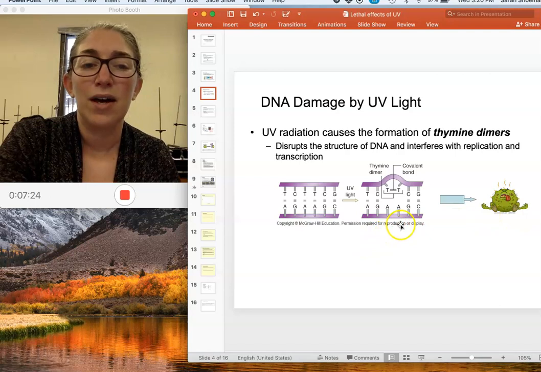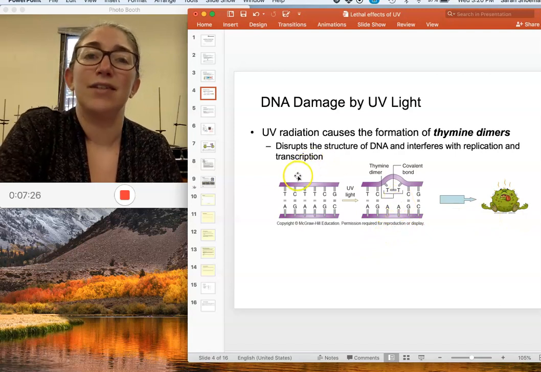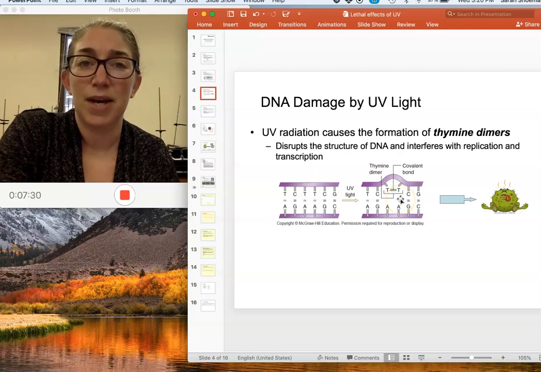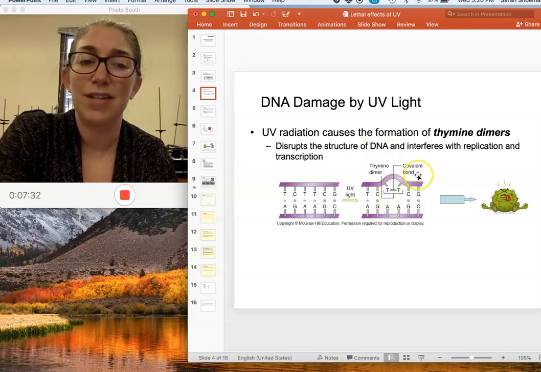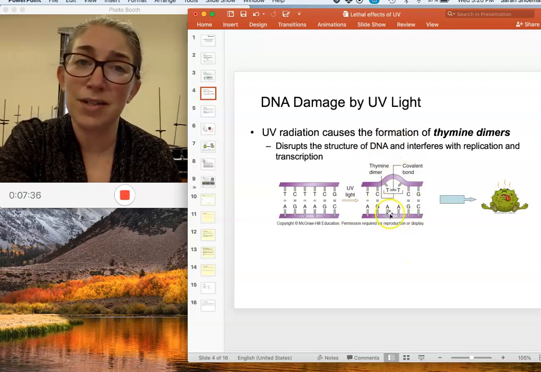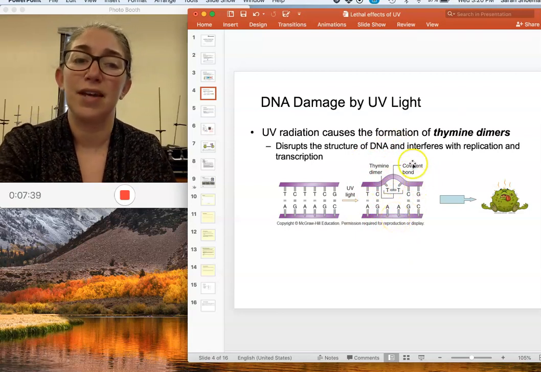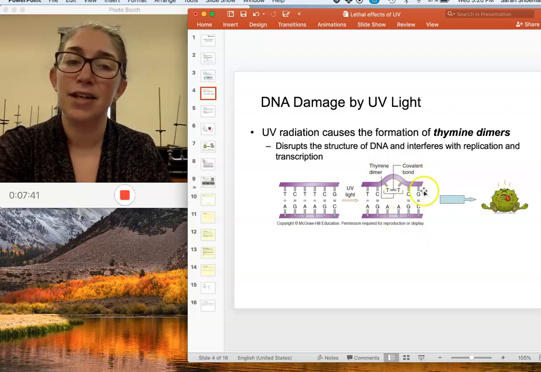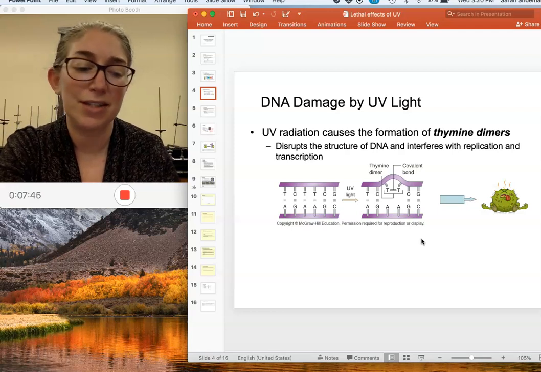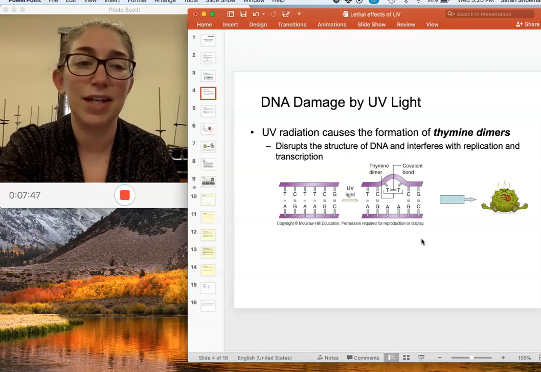That's how UV sterilization works. It works by damaging the DNA of the microbe, specifically by causing these thymidine dimers to form. It's also what it does to our skin cells and how cancer can arise, through these thymidine dimers that don't get fixed and that mess up our polymerases and screw up cell cycle regulation.